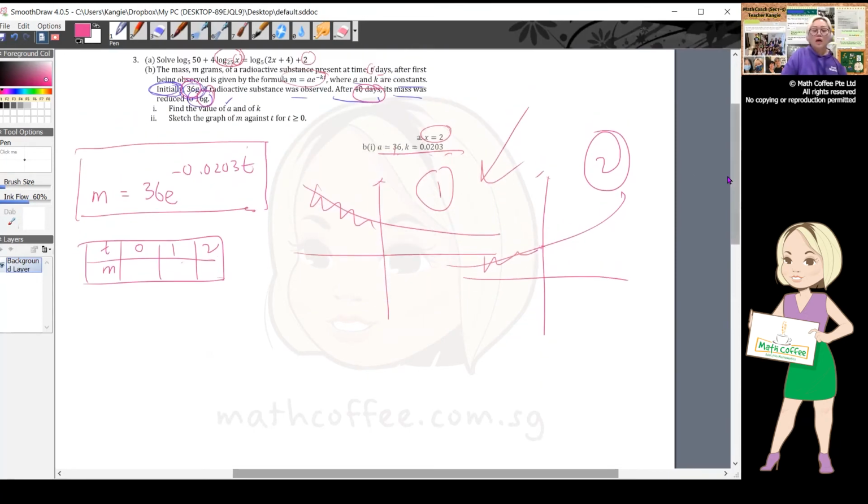So when they ask you to sketch, you only need to show the critical points, which for this case is the y-intercept. First, I just need to draw this is my M and this is my T. I know I have to start from zero, I cannot draw this side, so I know it will go down this way. I only need to show what this value here is. This is when T equals zero. Remember just now, when T equals zero, initially it was 36 gram. So just put 36 here, and of course, label your graph. M equals 36e to the power of minus 0.0203T. That's all. This is just how you draw for part two.